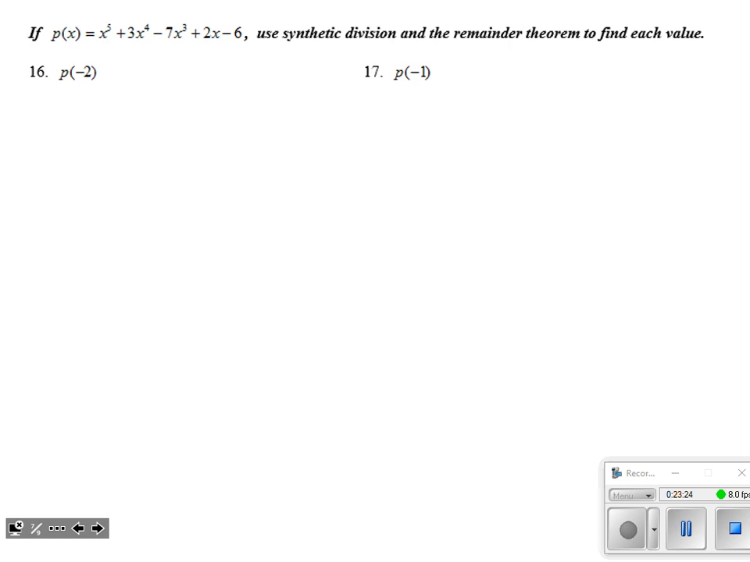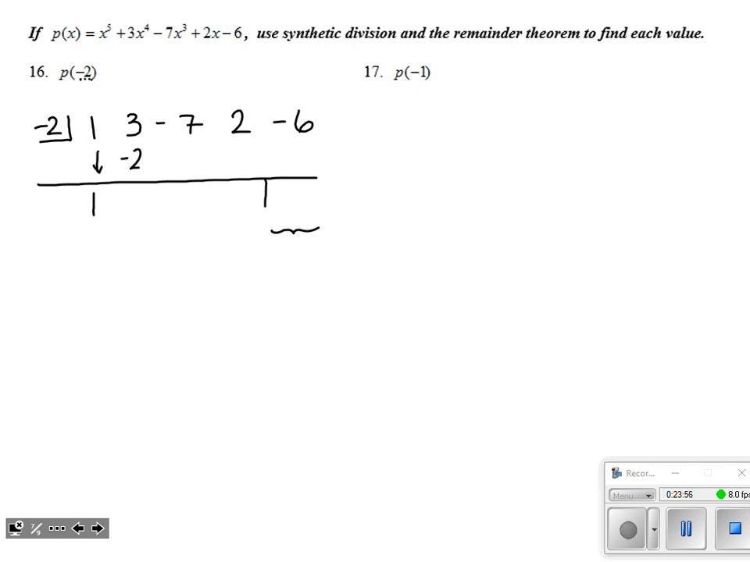Okay, so they are not giving us a factor to divide out. They are giving us a value right away. So I don't need to switch the sign here. -2 goes directly into the box. 1x to the 5th, 3x to the 4th, -7x cubed. I don't know where that 4 came from. +2x and -6. Okay, they did not skip over any powers, so I don't need any 0 placeholders. And again, my answer will show up right here where the remainder goes.